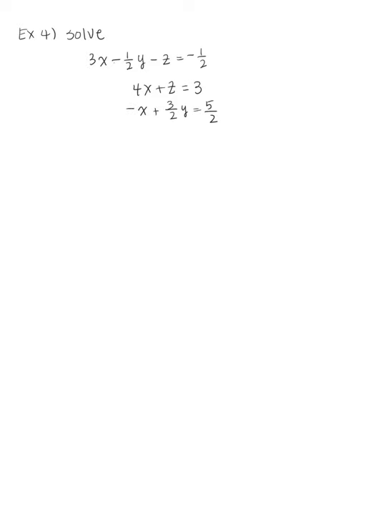So step number 1, let's try to get rid of those fractions, so it might look a little bit more friendly. All you have to do is multiply each equation by the least common denominator. Let's take a look at the first equation. The least common denominator is going to be 2. So multiply the first equation by 2.